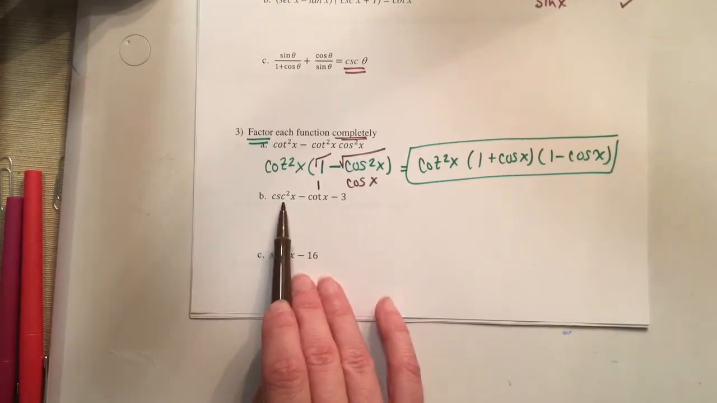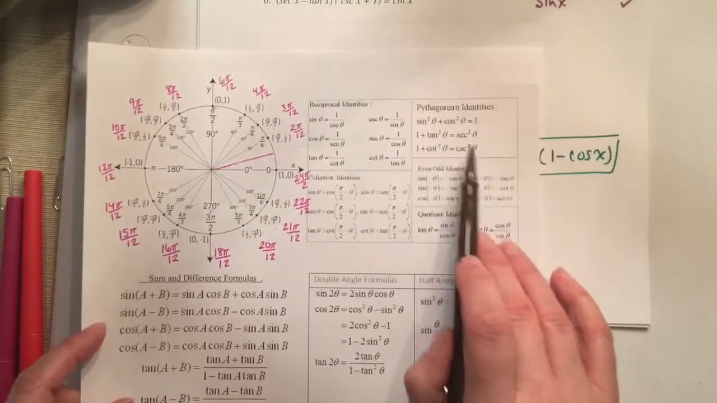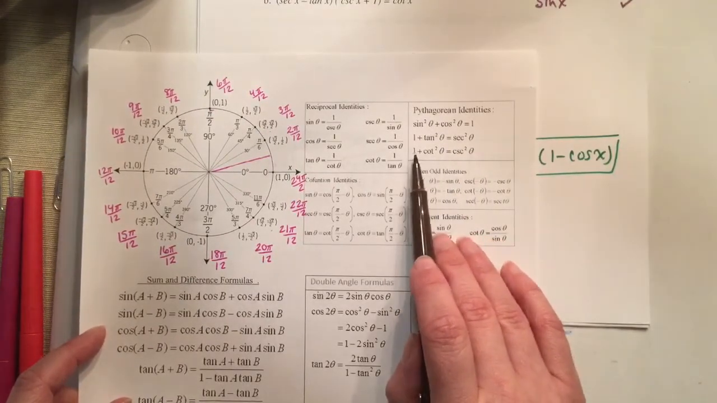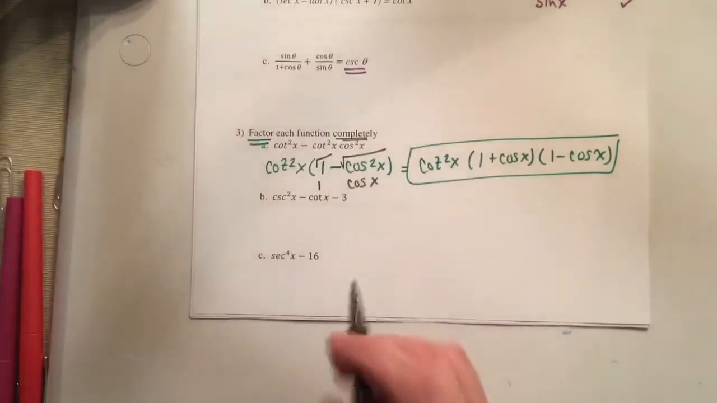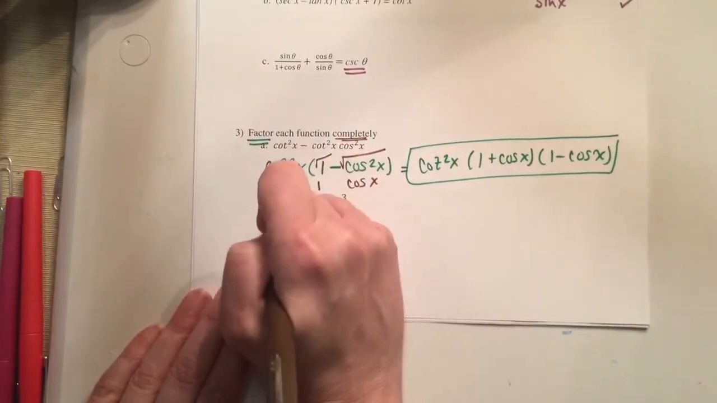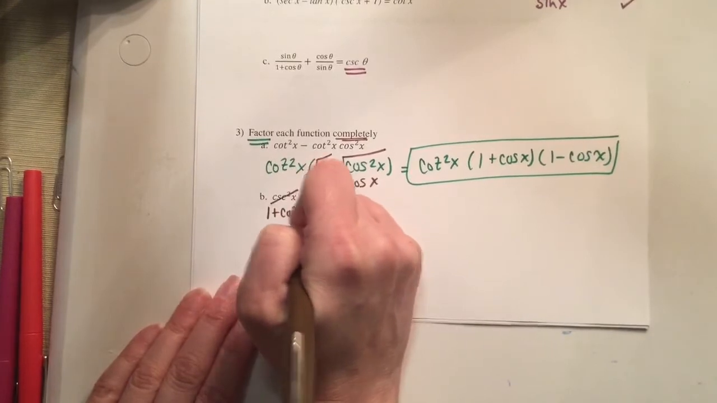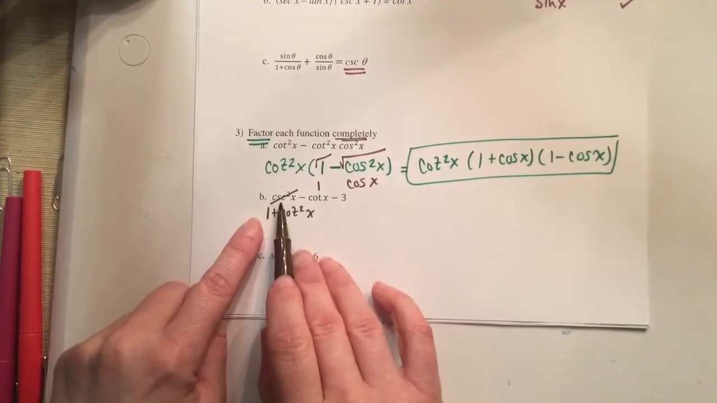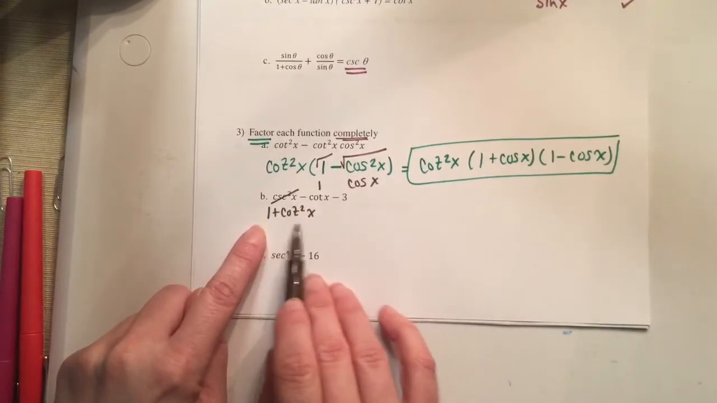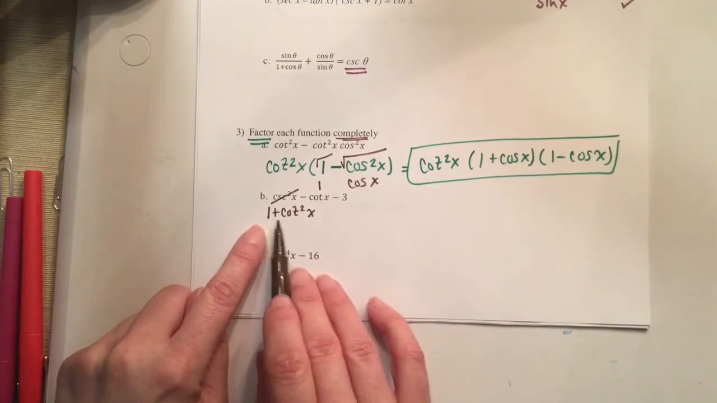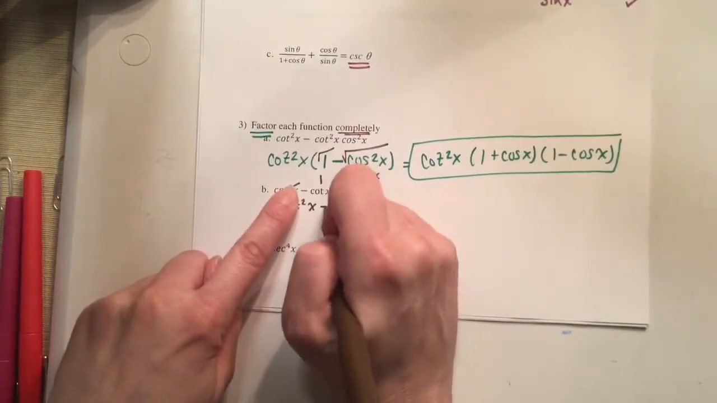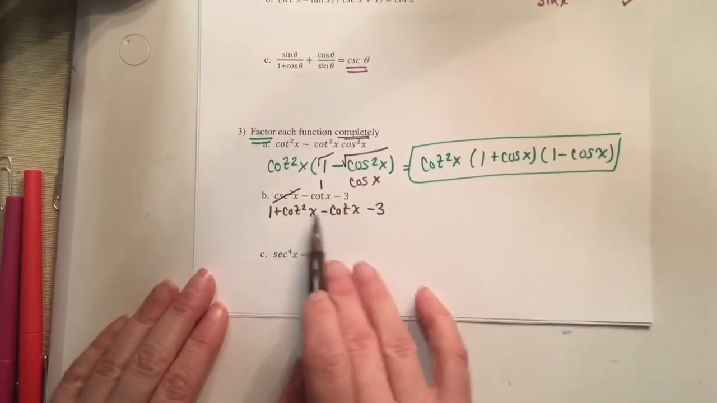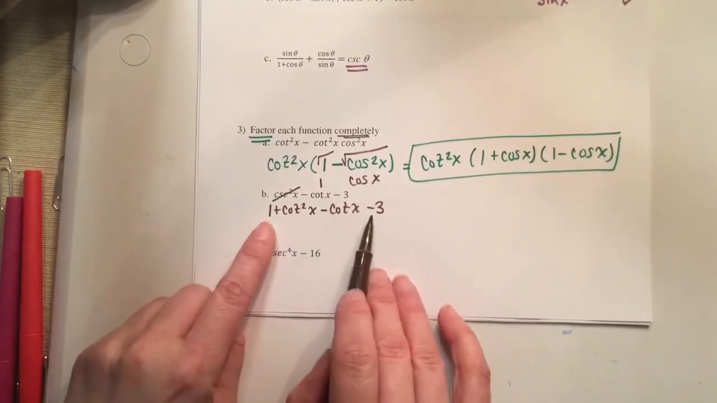Where do I have a cosecant squared of x? Well, right here. Cosecant squared of x can be replaced with 1 plus a cotangent squared. So I can change this to 1 plus a cotangent squared of x. Now it's only cotangent, so cosecant squared of x by the Pythagorean identity is 1 plus cotangent squared of x. I still have minus cotangent of x minus 3. Now I have 1, 2, 3, 4 terms, but I can combine like terms.